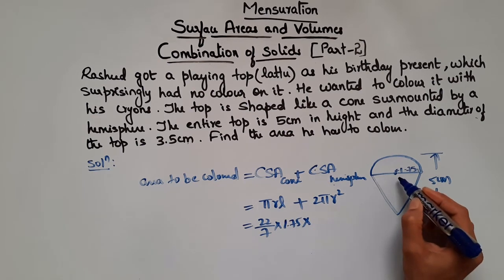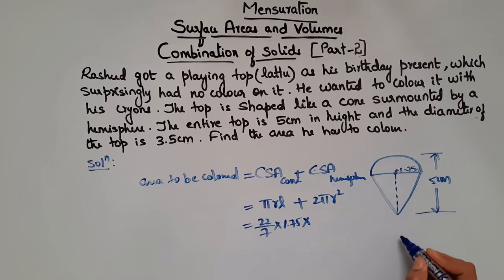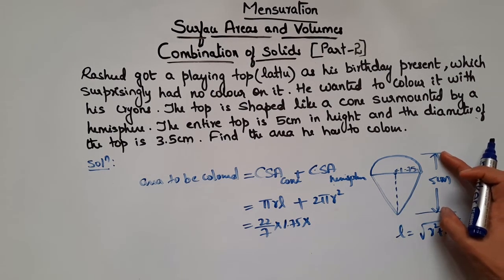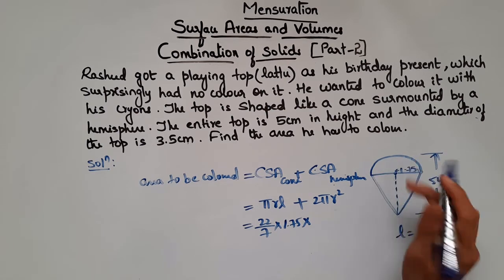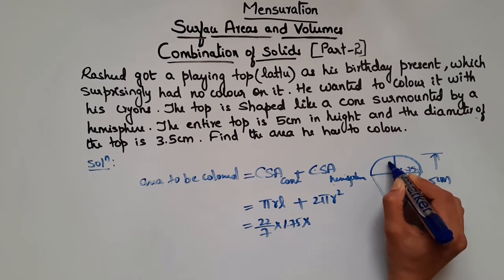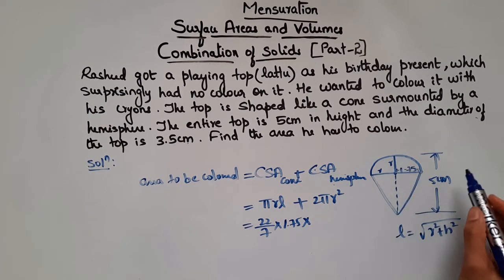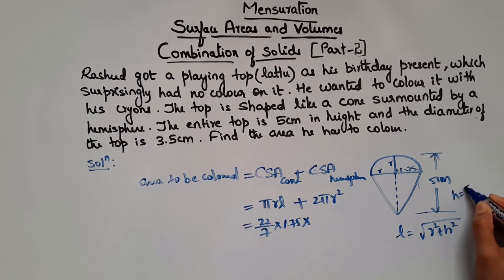We don't know the slant height, right? So we have to find this height. L is given by square root of R square plus H square. Now what is H? We know the entire length is given as 5 cm. But we want H, this length. If you see the hemisphere, this is also R, and this R is 1.75. So you have to subtract 1.75 from this 5, and that will give you H. So H is nothing but 5 minus 1.75. So this will give you 3.25 centimeter.